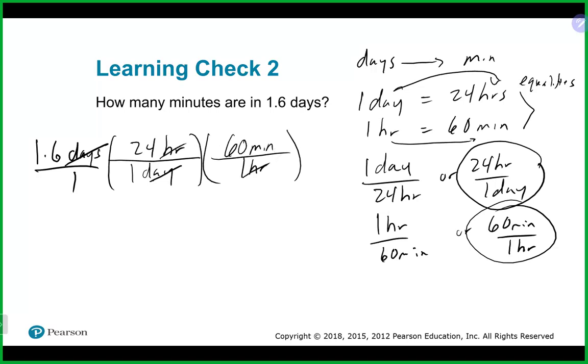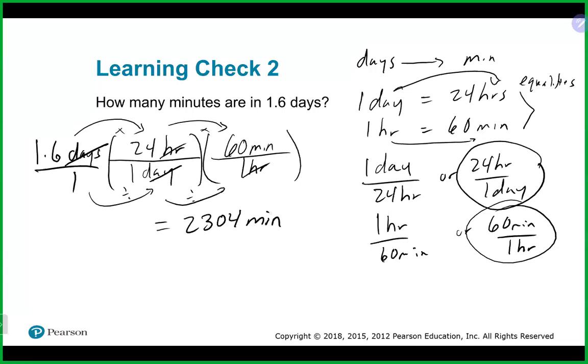Hours will cancel. Once again, at this point, we're going to multiply everybody on top. We're going to come back and divide by the bottom, although there's really nothing to divide by since they're all 1 on the bottom. So it's going to be 1.6 times 24 times 60. That's 2304 on the calculator.